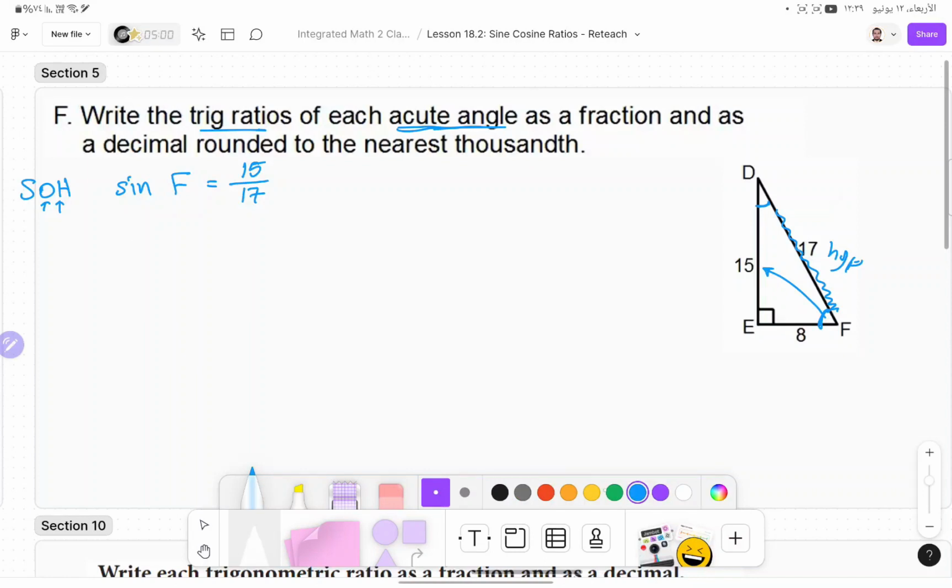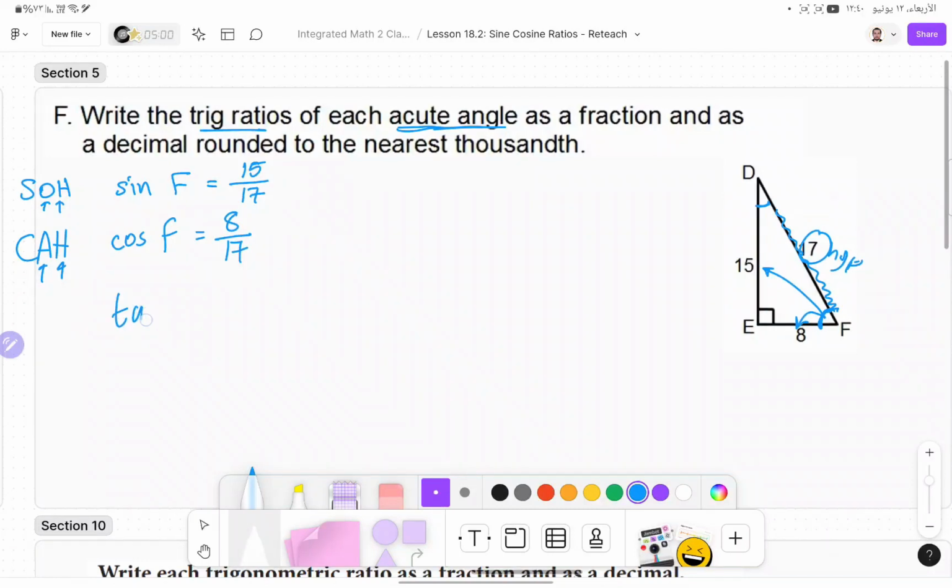Now, how about the cosine? Cosine F is CAH, so adjacent over hypotenuse. Which one is adjacent related to the angle F? Adjacent is 8, so 8 over hypotenuse. Hypotenuse is 17, so cosine F is 8 over 17.